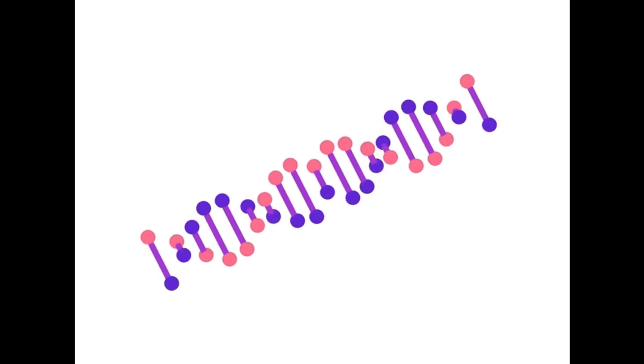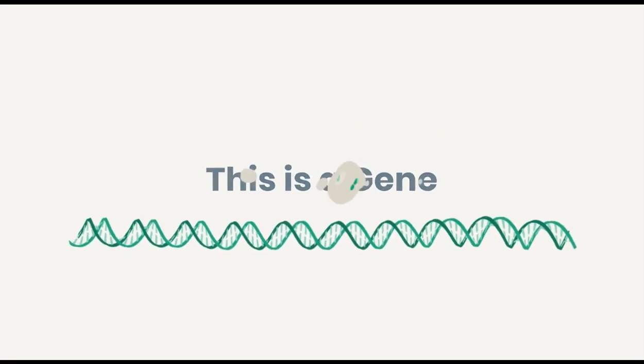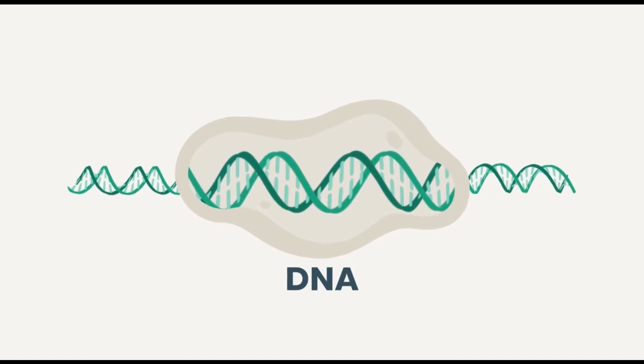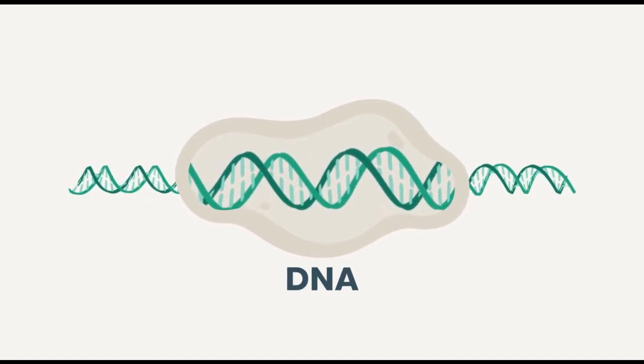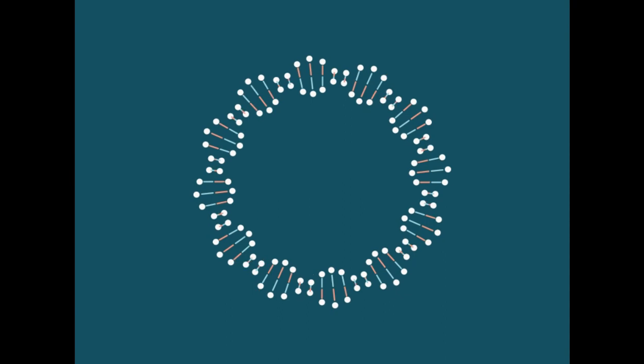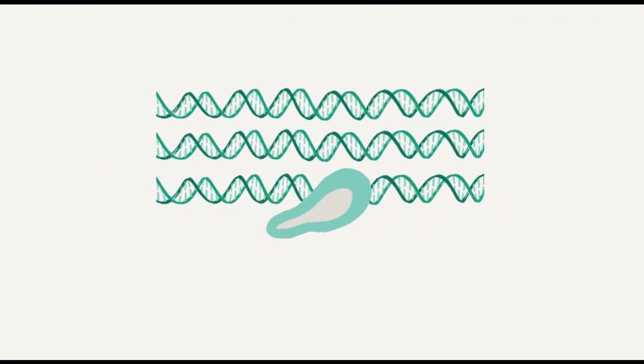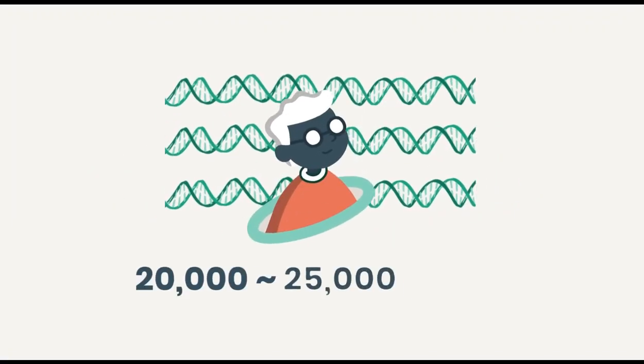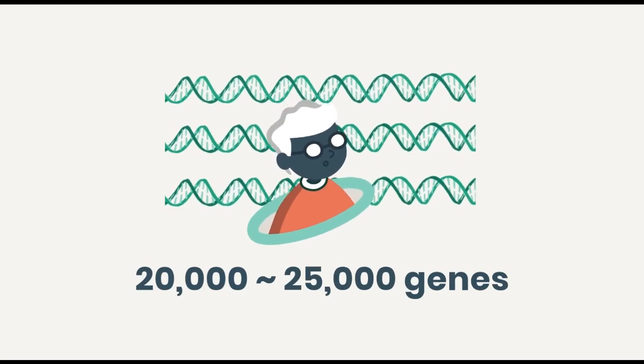A gene is the basic physical and functional unit of heredity. Genes are commonly made up of DNA. Some genes act as instructions to make molecules called proteins. Humans have an estimated number of genes between 20,000 and 25,000.